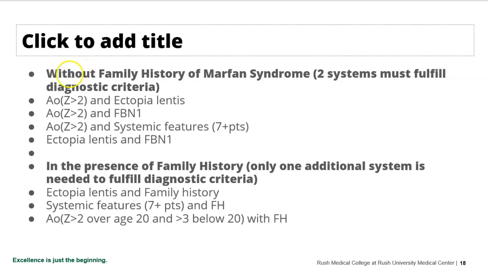So, diagnosis without a family history of Marfan syndrome, as is the case with 40% of patients, you need 2 systems. So you either need an enlargement of the aorta and a dislocation of the lens, an enlargement of the aorta and a mutation of the fibrillin gene, an enlargement of the aorta or 7 points of the systemic features, or ectopia lentis and a fibrillin mutation.